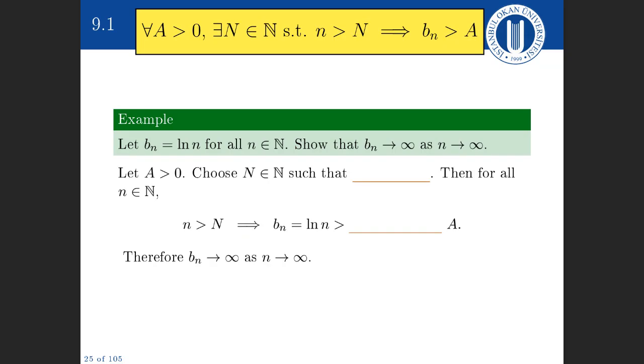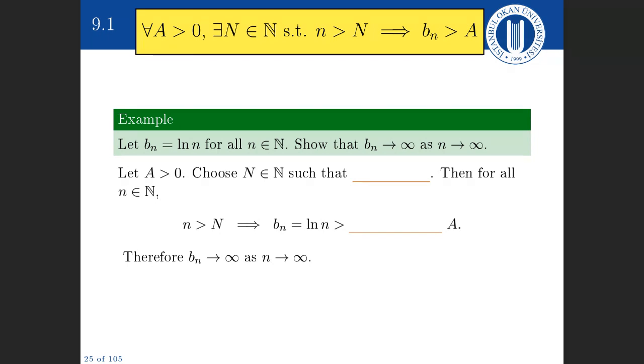Okay, so the answer should look like this. I'll explain the way that we write our answer. Let A be greater than 0. Second sentence is about capital N. Choose capital N such that, but let's leave it blank here. We don't know yet. Let's pretend that I don't know yet which capital N to choose.